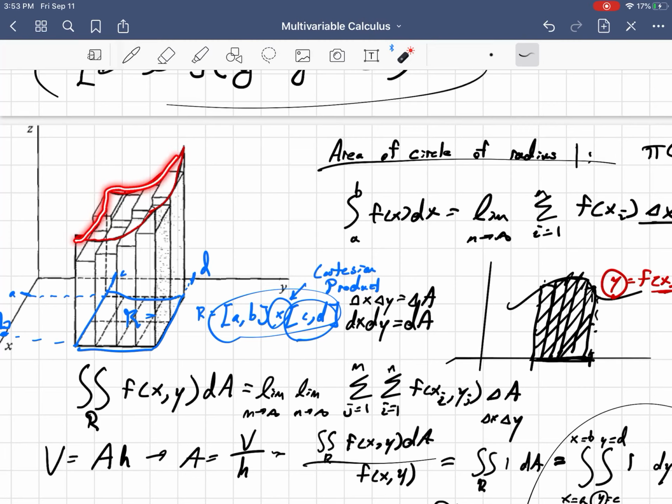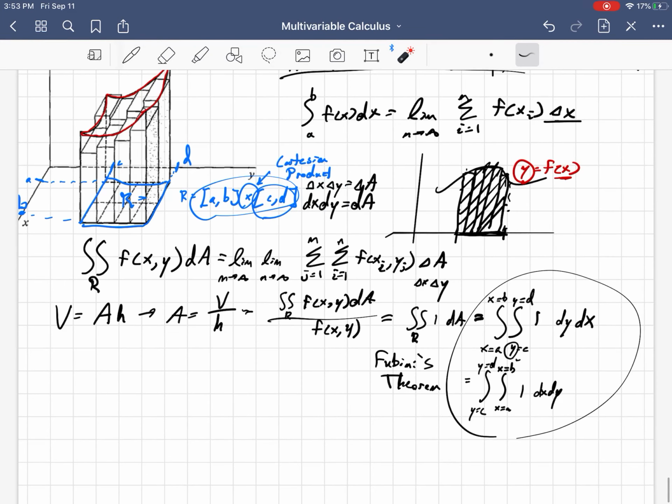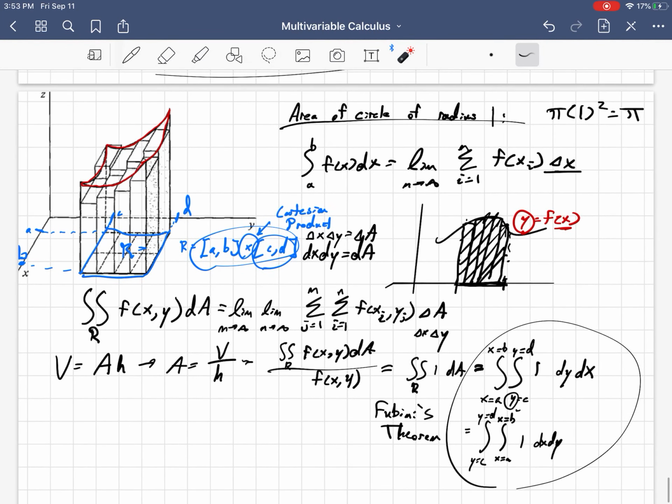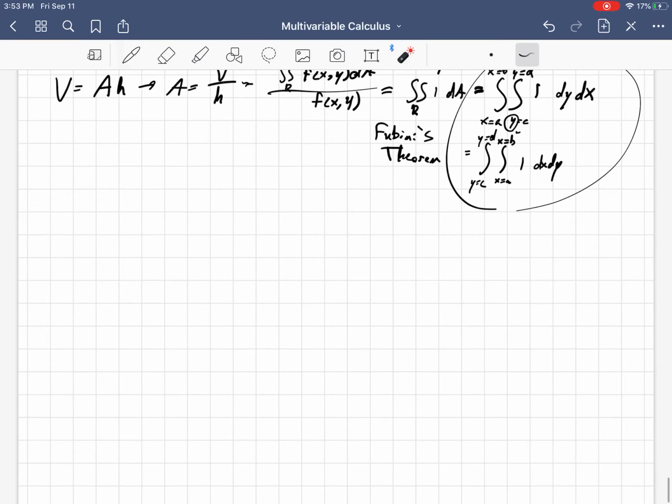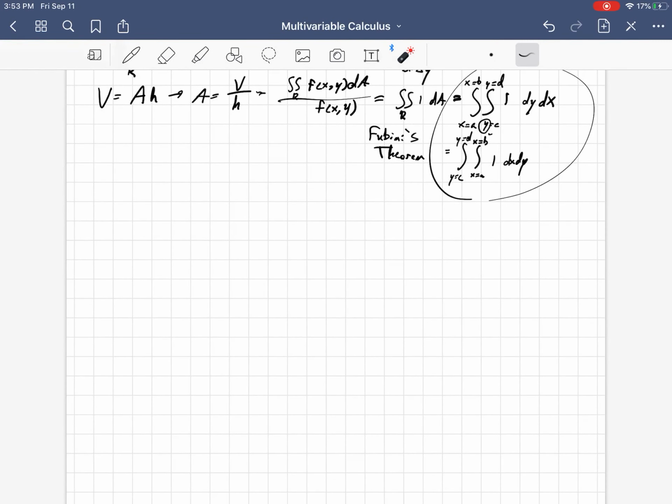This doesn't have any weird gaps or nothing crazy going on. It's a nice function. Then it doesn't matter whether you first sweep your rectangles along the y-axis and then along the x-axis, or whether you sweep your rectangles along the x-axis and then along the y-axis. Either way, you're going to get the same volume. You're just doing it the opposite way, but you're still generating rectangles for the same region.